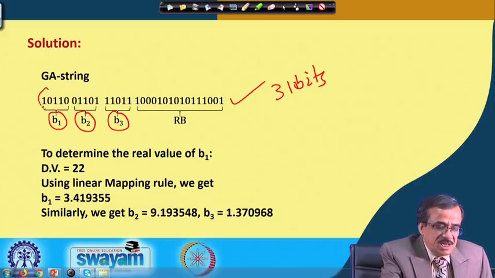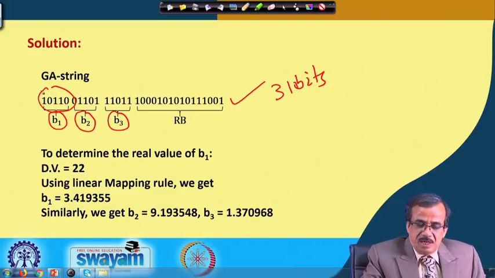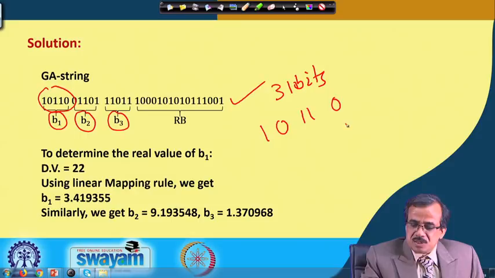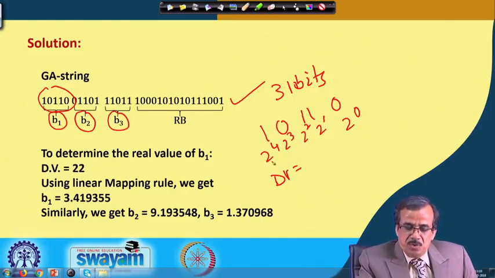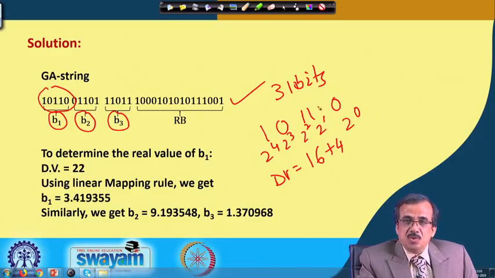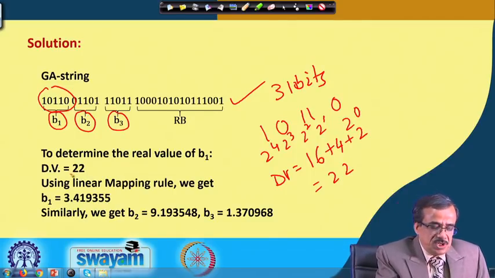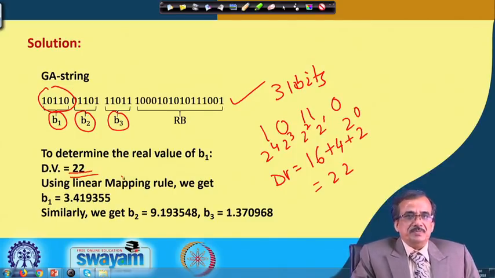Now, we have already discussed how to find the decoded value. If I try to find it for 10110, the place values are 2 raised to the power 0, 2 raised to the power 1, 2 raised to the power 2, 2 raised to the power 3, 2 raised to the power 4. So, the decoded value will be 2 raised to the power 4, which is 16, plus 2 raised to the power 2, which is 4, plus 2 raised to the power 1, which is 2. So, this is nothing but 22, the decoded value.